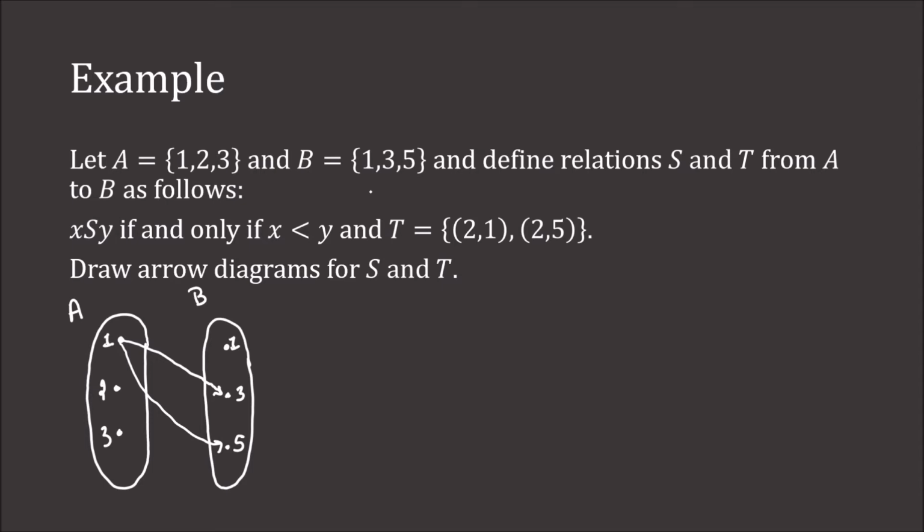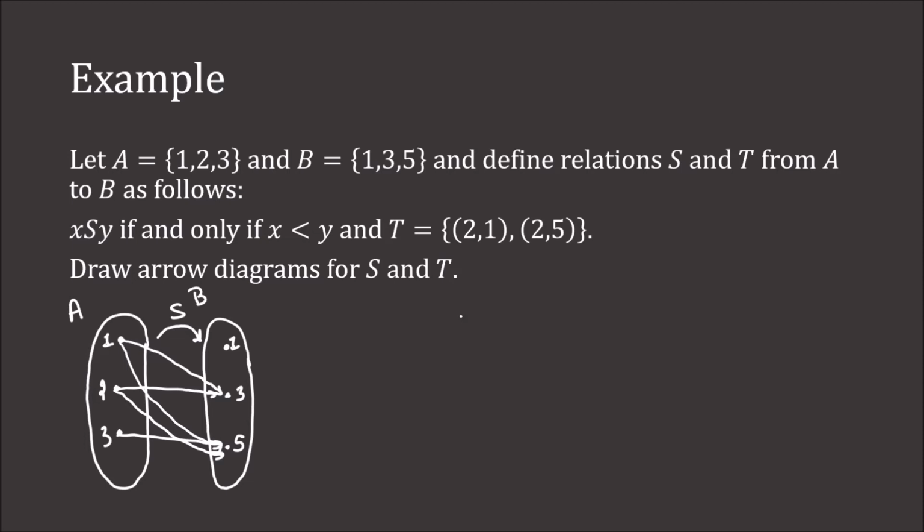2 is not less than 1, 2 is less than 3, so we can draw an arrow to 3. And 2 is also less than 5, and so we can draw an arrow to 5. 3 is not less than 1, 3 is not less than 3, but 3 is less than 5, so we can draw an arrow to 5. And this would be our arrow diagram for S.